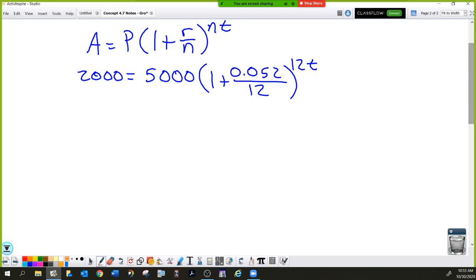I don't know what 0.052 divided by 12 is, so the calculator will be our friend here. Oops, I missed a 0. Let's squeeze it in there. Divide both sides by 5,000. Again, you will get 4 equals. And let's see what's inside those parentheses: 1 plus 0.052 divided by 12. Holy goodness, that is a repeating decimal.